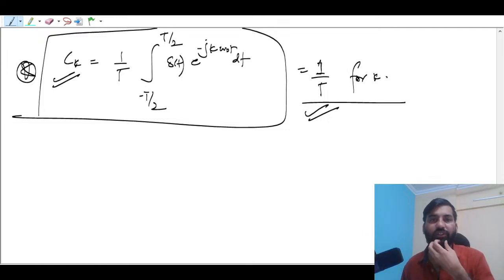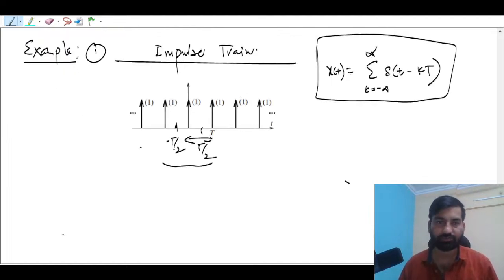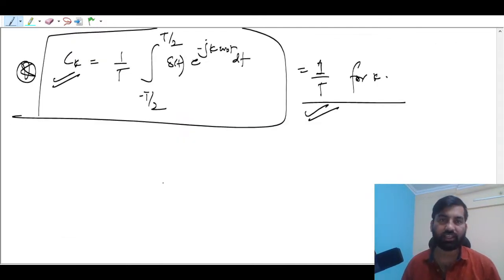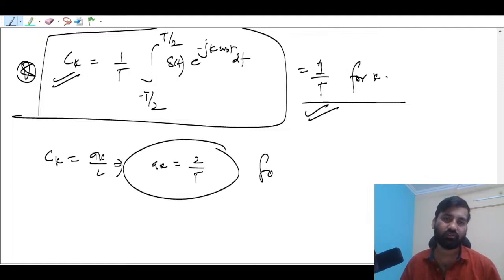Now, since there is an even symmetry, guys, the delta function is even symmetric, right? So what is ak here? Ck is nothing but ak by 2. So ak is going to be 2 by t for all k.